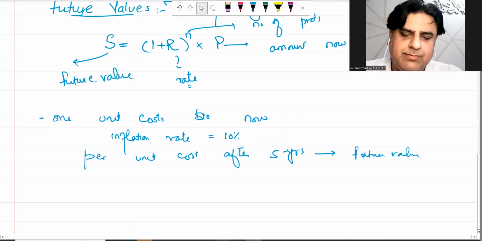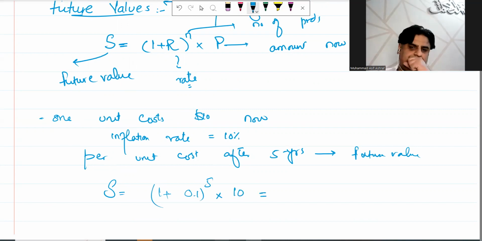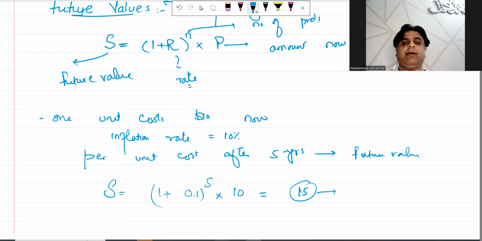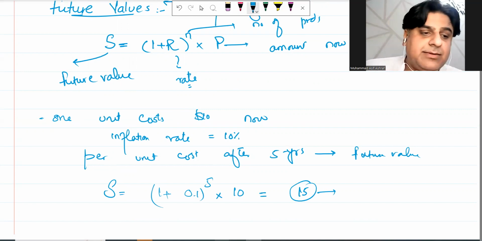Okay, so what I will do, S equals 1 plus, what is the value of R? It is 0.1. N is 5. And what is the amount now? $10. Let's say I am just making an assumption of 15. So this is the future value. Okay, so this is the concept of future values.